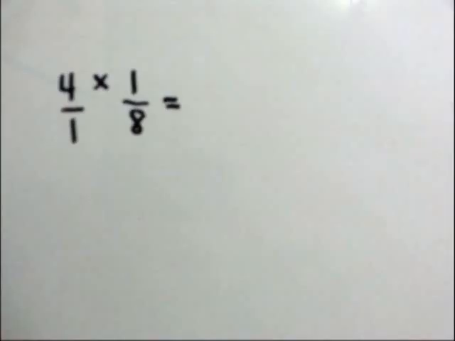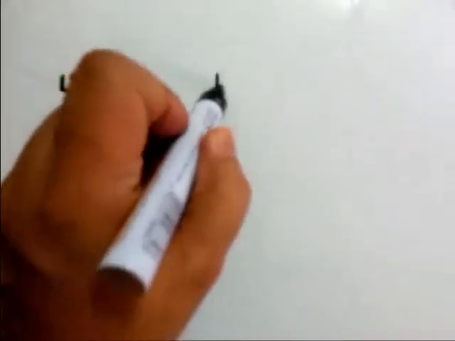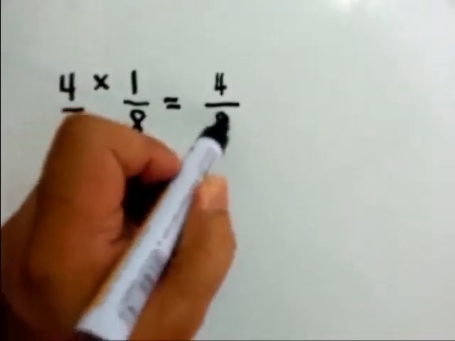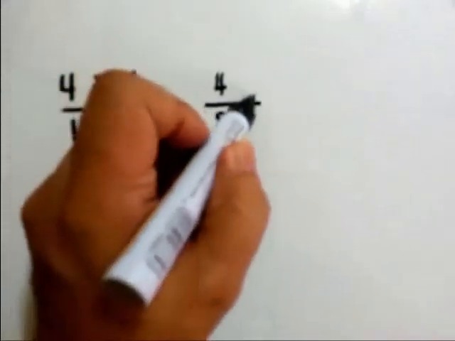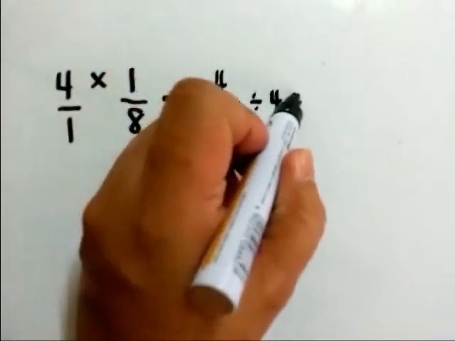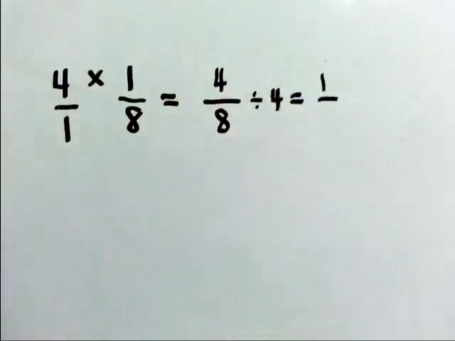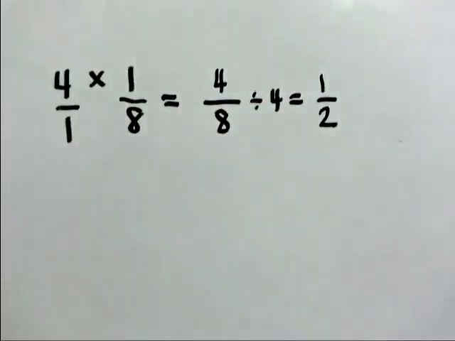So, in 4 times 1/8, we will do 4 times 1 equals 4 and just get 8 as the denominator. So, we have 4/8. Now, kagaya ng addition at subtraction, we have to reduce our final answer to its lowest term. Anong pwedeng ipang-divide sa 4 at sa 8? 4. 4 divided by 4 equals 1. 8 divided by 4 equals 2. And so we have 1/2.